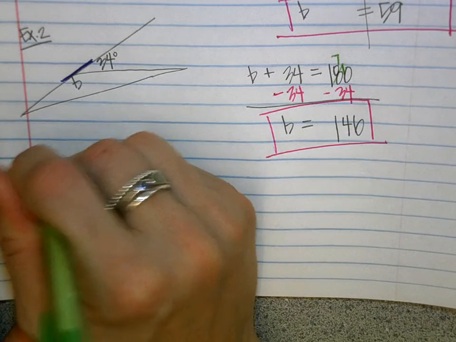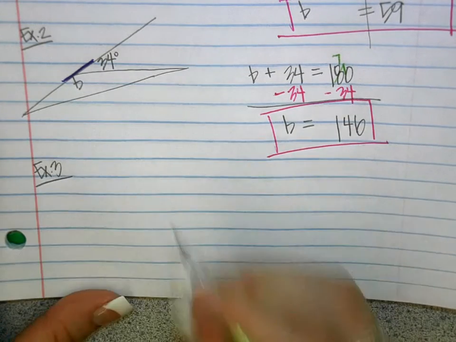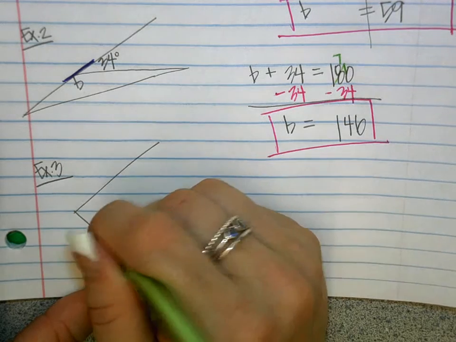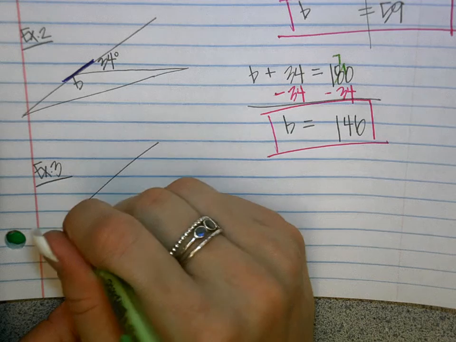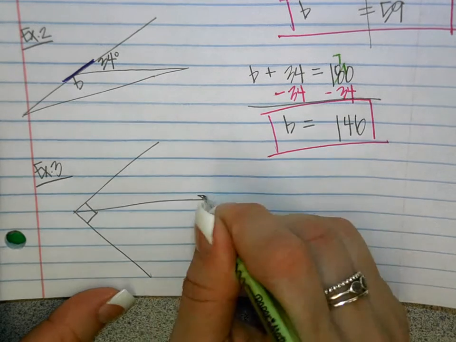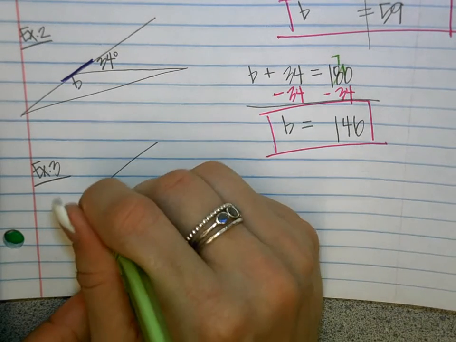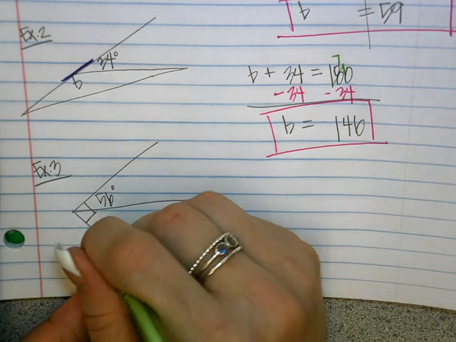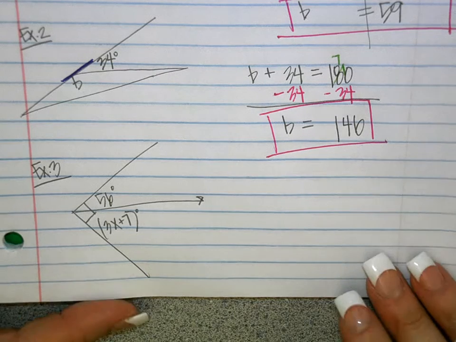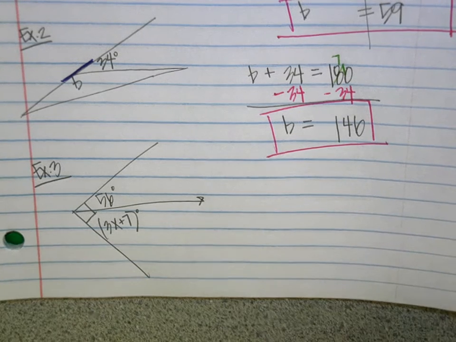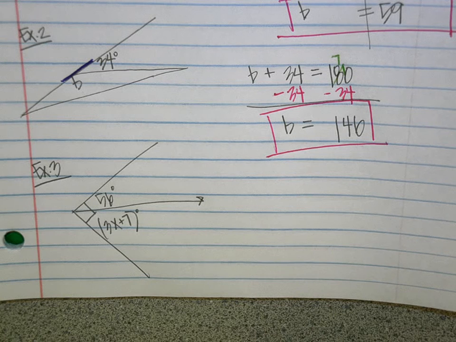Number 3. Example number 3. Let's make a kind of funky angle like that. And I'm going to tell you that this is 56 degrees and this is 3x plus 7 degrees. What type of angle relationship am I dealing with here? Complementary or supplementary?